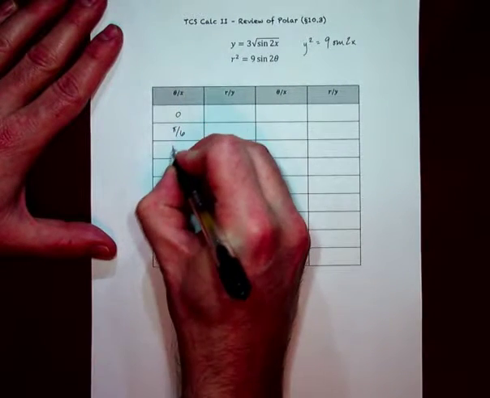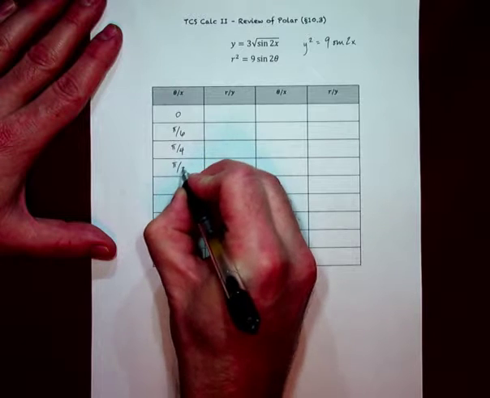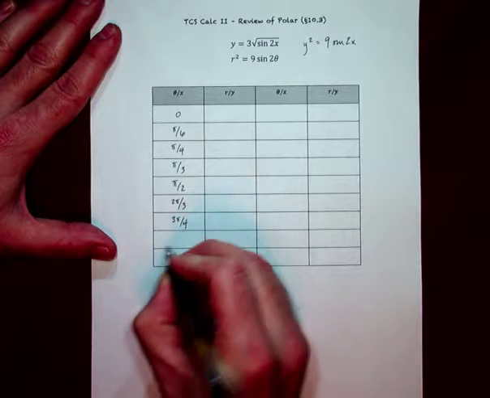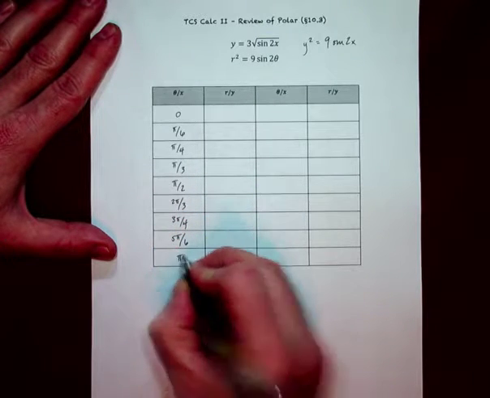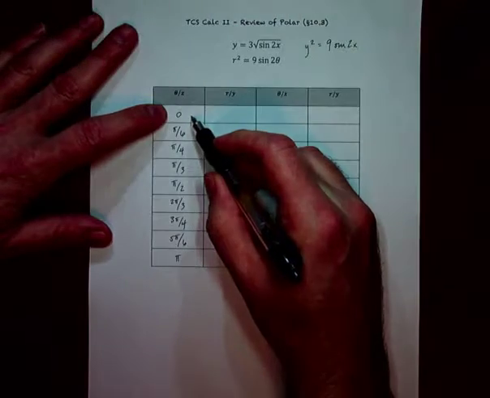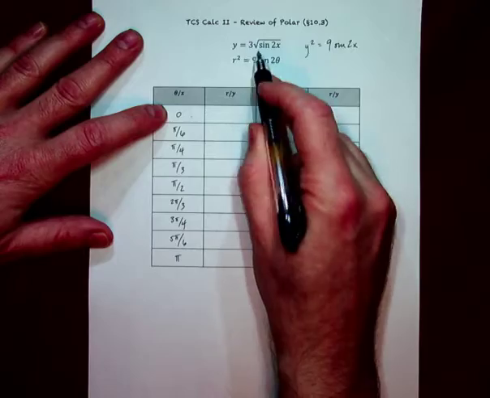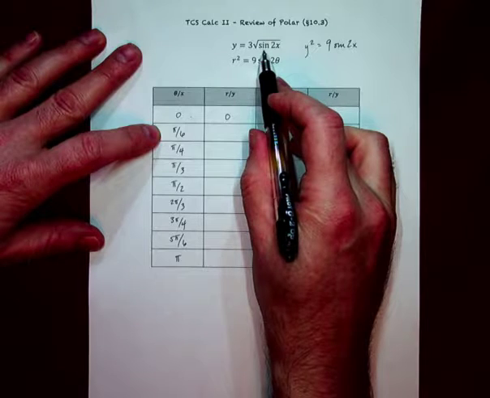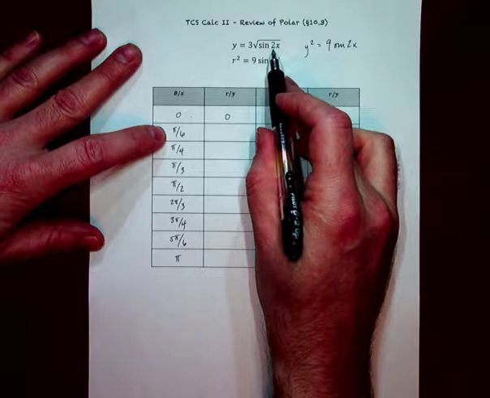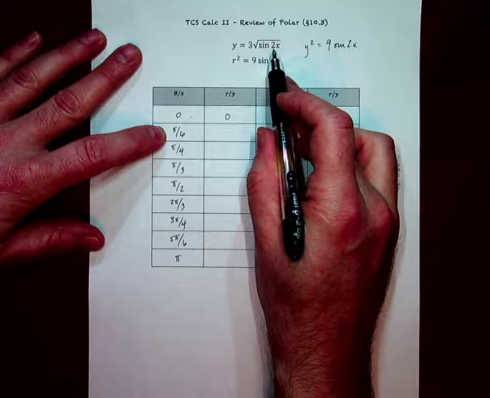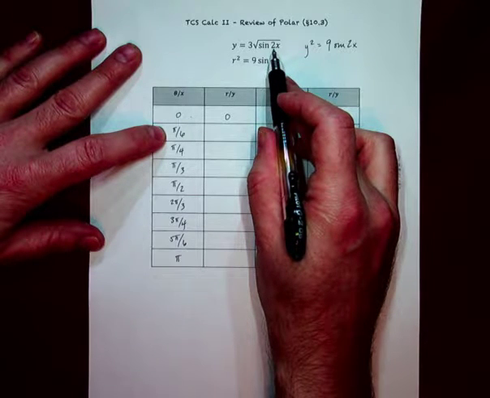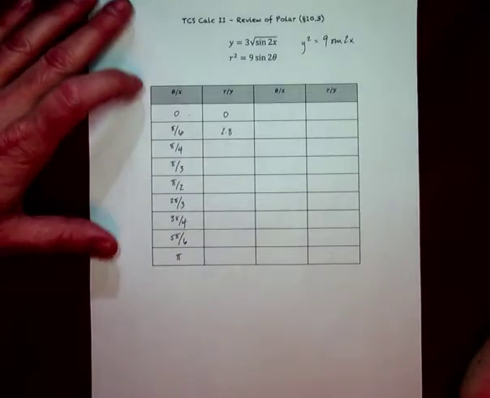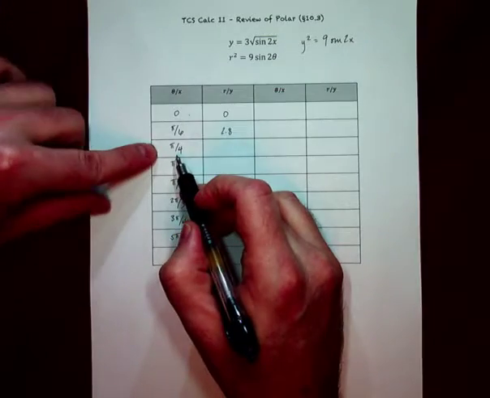0, pi over 6, pi over 4, pi over 3, pi over 2, 2 pi over 3, 3 pi over 4, 5 pi over 6, and pi. Now, if I plug in 0 into this x, I'm going to get sine of 0. Can I take the square root of that? Sure, it's just 0. Okay, now I'm going to plug in pi over 6. If I plug in pi over 6, sine sees pi over 3, so it's root 3 over 2. Okay, the square root of root 3 over 2 times 3 is approximately 2.8. Pick up your calculator and try it out if you don't believe me.